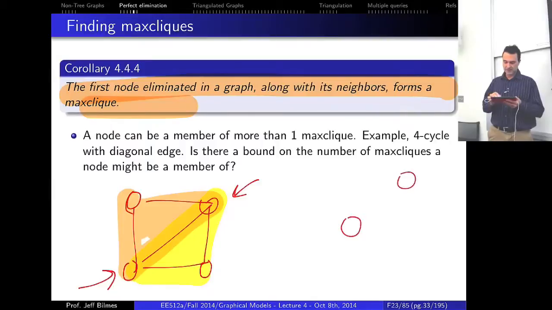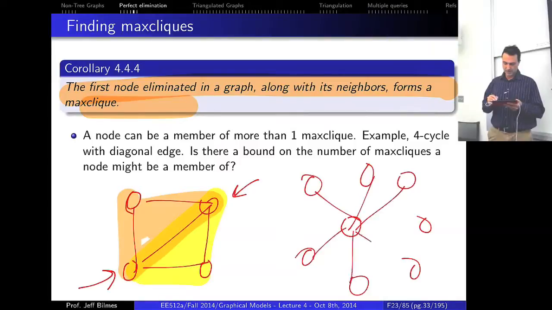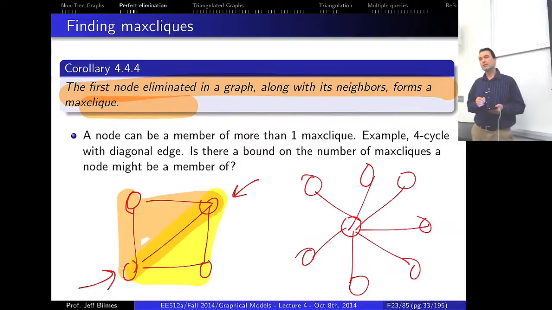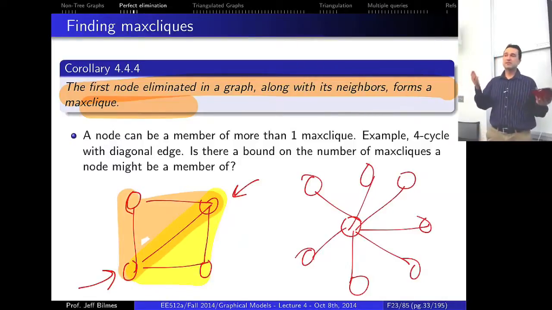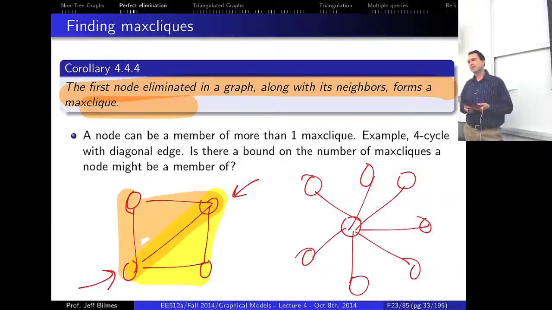So we have a star, say. That vertex in the center is a member of all max cliques. Every one of those edges, this is a tree, right? In a tree, what are the max cliques? The edges. And so in this particular graph, that vertex in the center is a member of all max cliques, which in this case is n minus 1.